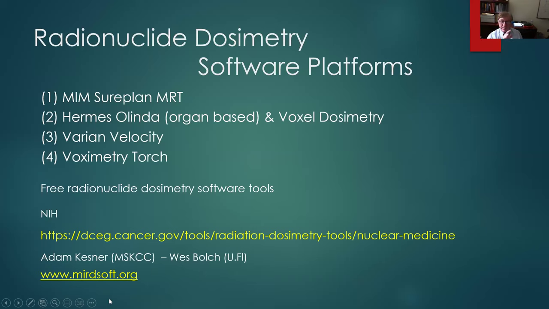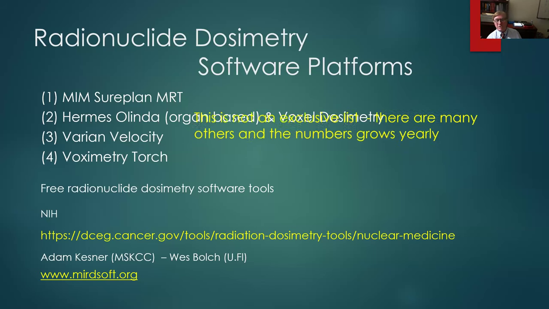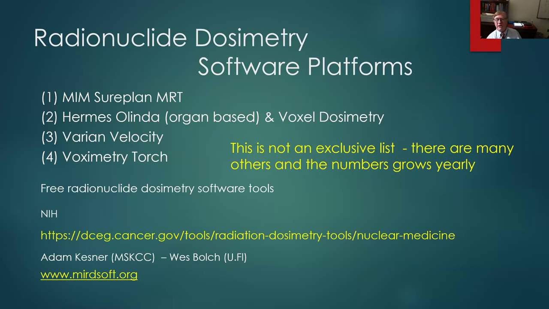And one thing I forgot to mention, which is unique with Adam's software, MERDOSE, is that it also includes the dose from the CT contributions, which is important if you're looking at just diagnostic studies, because most scanners today are SPECT/CT or PET/CT. You don't typically have SPECT alone or PET alone. So that allows you to add the dose contribution from the CT to that of the radionuclide. Now, of course, this is not an exclusive list. There is a large number of other companies that provide software, and that number is growing every year.